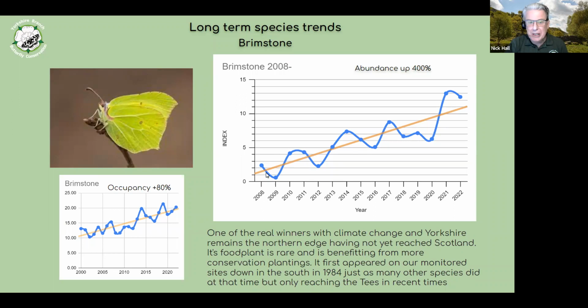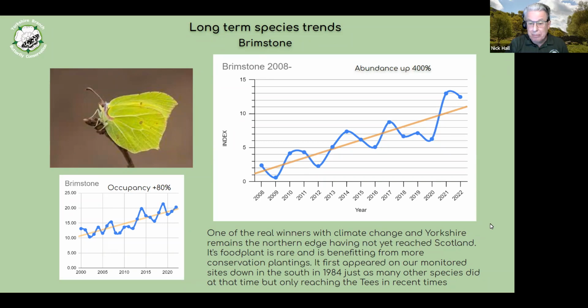And because we're on the northern edge, it's not yet reached Scotland. It's into Durham, etc., but it's not really reached Scotland yet. Now, it's partly because the food plant is very rare. The buckthorn plant is a rare species, but it is benefiting from when we plant buckthorns, which I know a lot of you have probably already done.